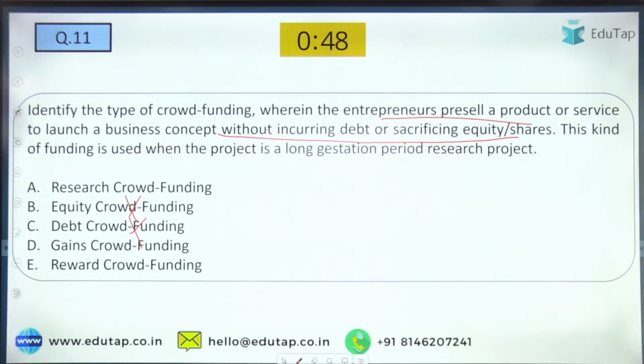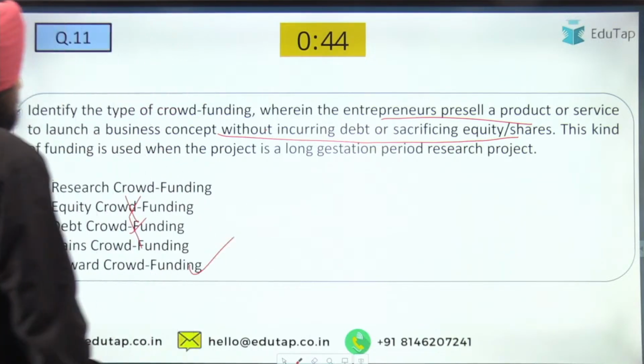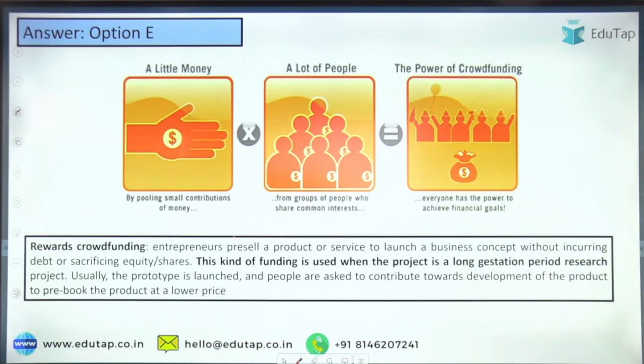Fine. So the correct answer to this question is option E, which is reward crowdfunding. In reward crowdfunding, the entrepreneurs pre-sell a product in order to launch a business concept, and this kind of funding is used when the project is a long gestation period research project. Usually when a prototype is launched, this type of crowdfunding method is approached to the people, and that's how the funds are collected.